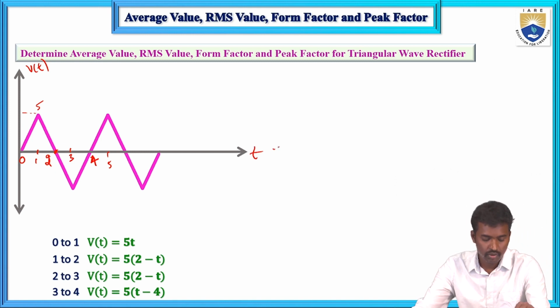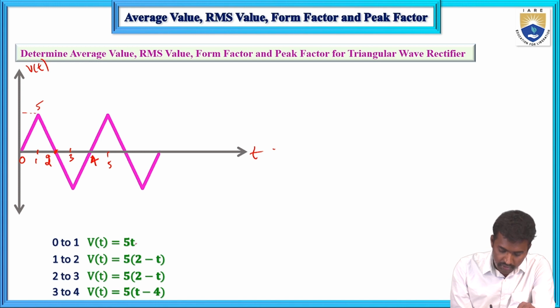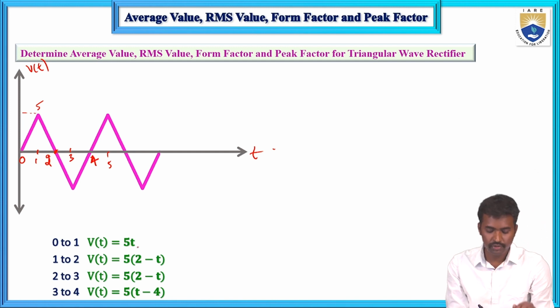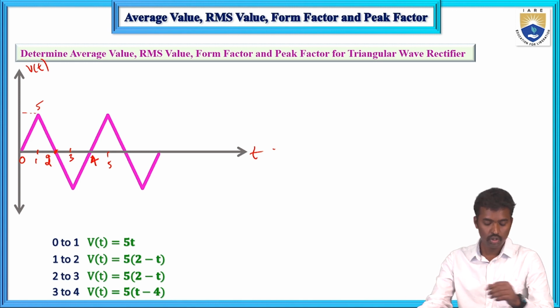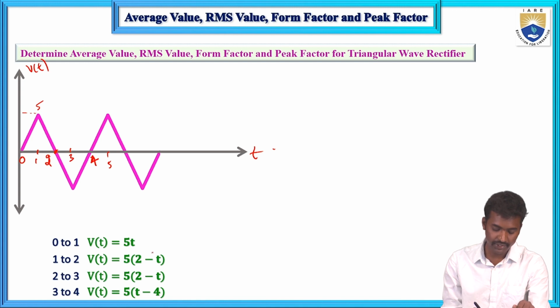Here from 0 to 1, this waveform equals 5t. From 1 to 2, this waveform equals 5 times (2 minus t). From 2 to 3, v of t equals 5 times (2 minus t), and from 3 to 4, v of t equals 5 times (t minus 4). So how do we calculate these: 5t, 5(2 minus t), and 5(t minus 4)?